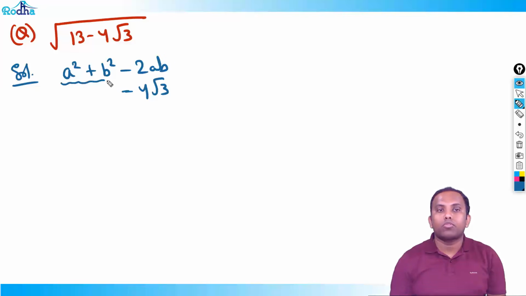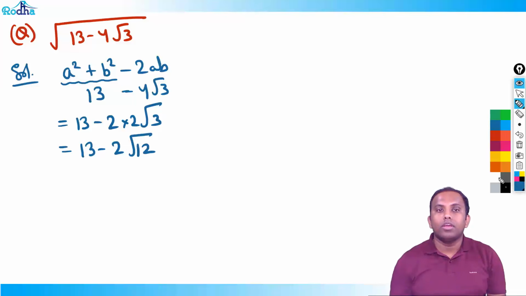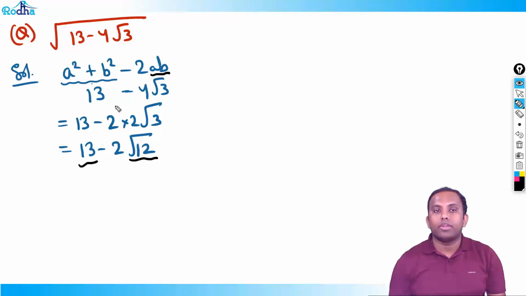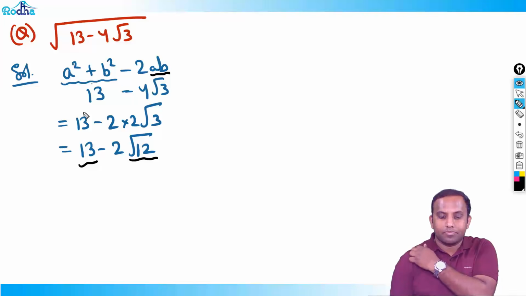And a square plus b square is already 13, right? So I need to do a bit of manipulation here. Take 2 out. So I should write here 13 minus 2 into 2 root 3. 2 goes inside, it will become 12. It becomes 13 minus 2 root 12. So what I see here now is a into b is root 12, and a square plus b square is 13.